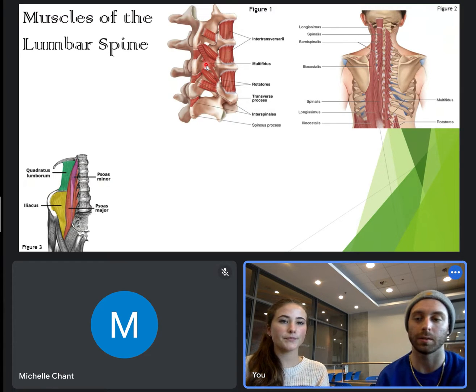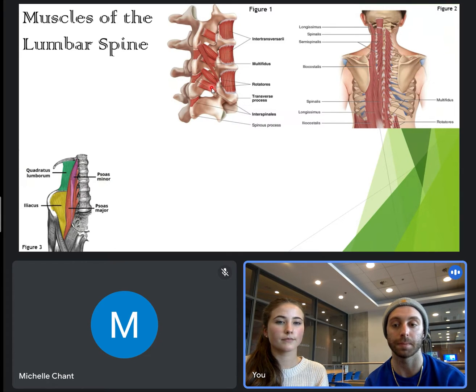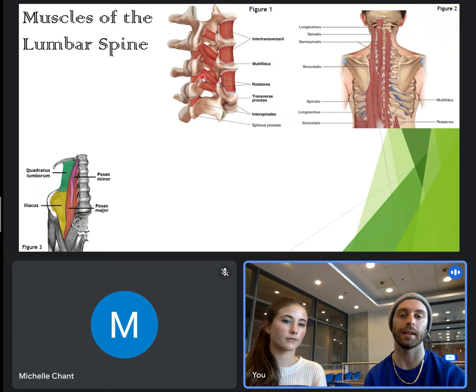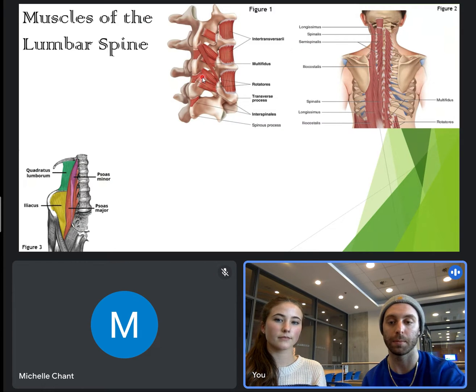Next, we have the rotatores lumborum muscles. So they originate at the transverse process of the lumbar vertebrae. They insert at the spinous process of the lumbar vertebrae, and then their actions are extension of the lumbar spine and rotation of the lumbar spine too.